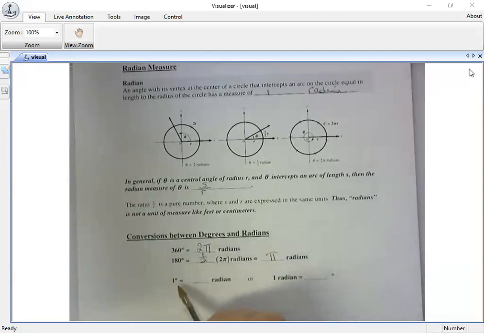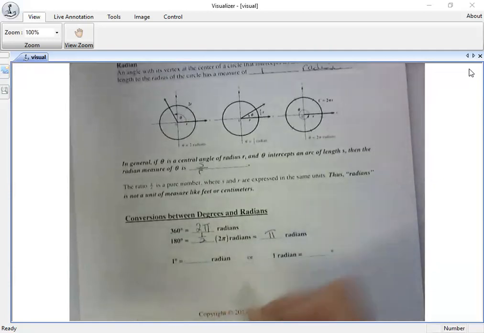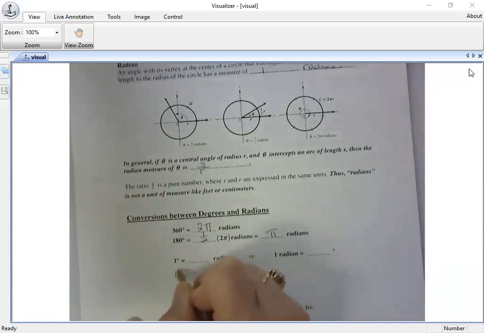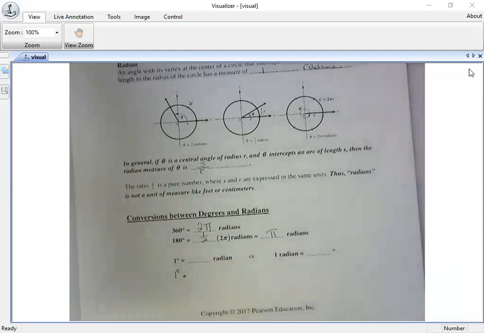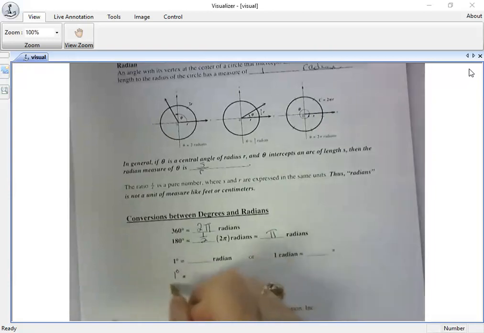And 1 degree would be, this is the way that I would figure it out. 1 degree, I'm going to multiply this. This is the way I would do these conversions. I'm going to multiply it by the ratio that would make degrees and radians equivalent. And I want to do it in such a way that if I have degrees on top here, I'm going to want degrees on bottom here.